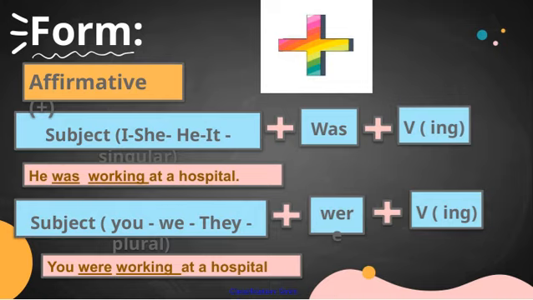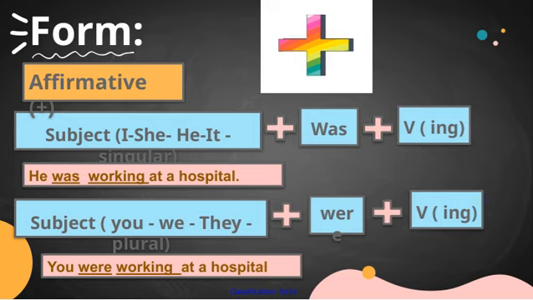Now let's look at how we use the past continuous tense with verb plus ing. For example, you were working at a hospital. Here, we're talking about something you were doing at a specific time in the past. Similarly, he was working at a hospital shows that he was engaged in that activity in the past. When constructing sentences, it's important to remember the subject. For plural subjects like we, they, or you, we use were. So you were working, they were working, and so on.